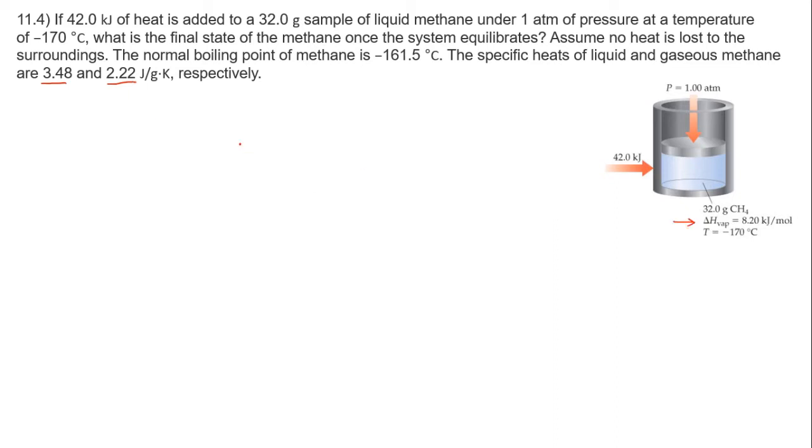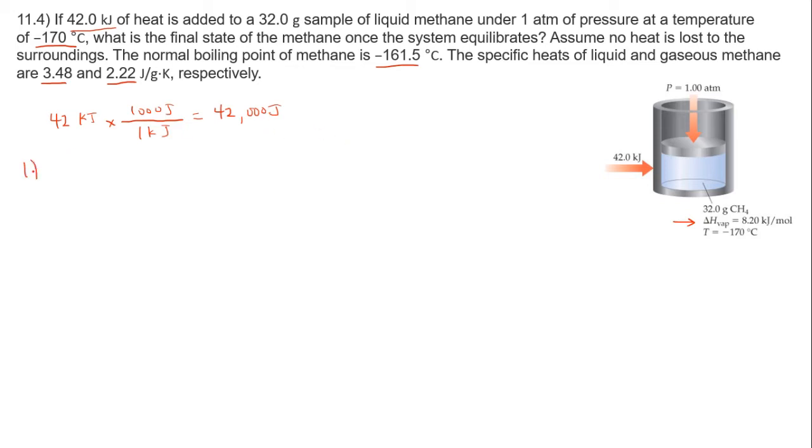They give us the specific heat of liquid methane and methane gas, as well as the heat of vaporization. The first thing we want to look at is that we have to take this methane at minus 170 degrees and warm it up to the boiling point, minus 161.5. So what's the energy required? Because the specific heat is given in joules, I converted this energy into joules. 42 kilojoules, and for every 1 kilojoule there are 1,000 joules, so we're working with 42,000 joules of energy.